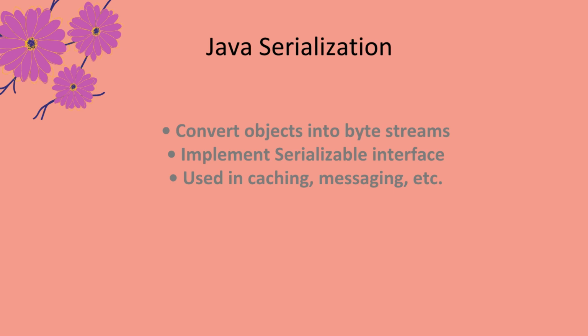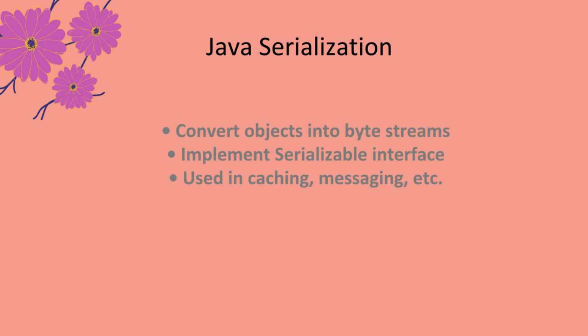Moving on to Java serialization, a powerful mechanism that allows you to convert Java objects into a byte stream. This byte stream can then be stored in a file, transmitted across a network, or stored in a database. And later, the byte stream can be deserialized back into a living Java object. To make an object serializable, its class simply needs to implement the Serializable interface, which is a marker interface that doesn't require any methods to be implemented. Serialization is incredibly useful in various scenarios.